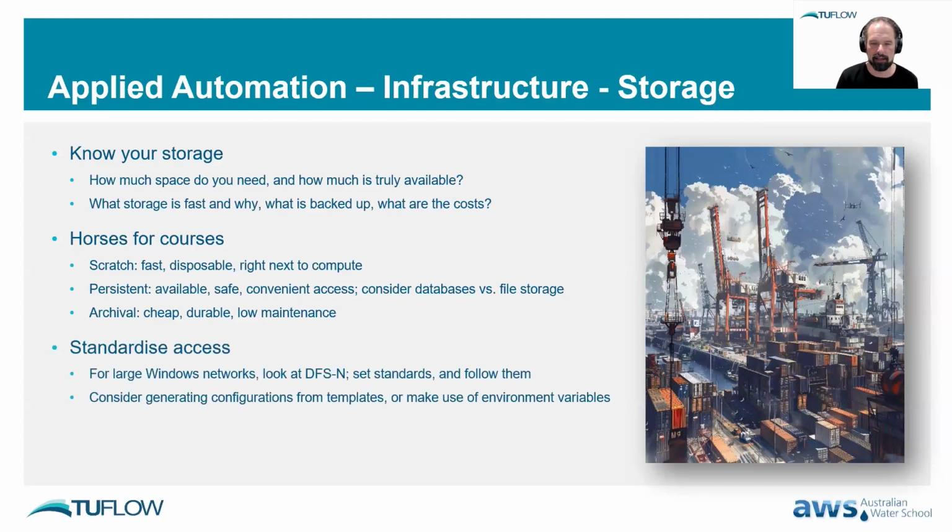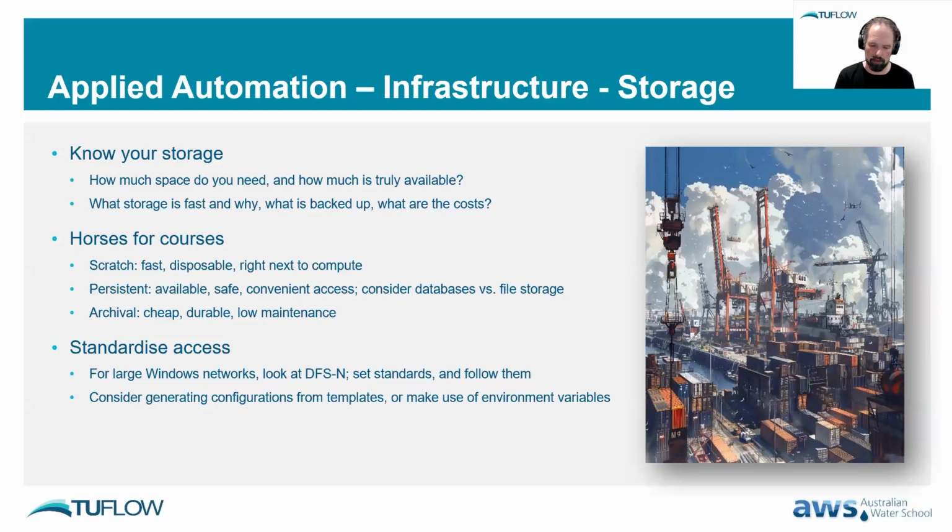And then standardize access. What I mean by this mostly is make it so that when you run a script on any of the compute in your network, it sees the same thing. IT might help. If you have a large organization and a Windows network, you might look at something like DFSN, but at least set standards and follow them. Setting standards is one thing, but obviously you have to follow them. And consider generating configuration from templates so that the configuration is always the same.